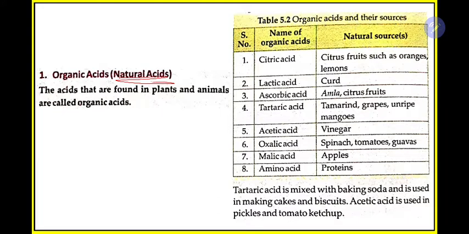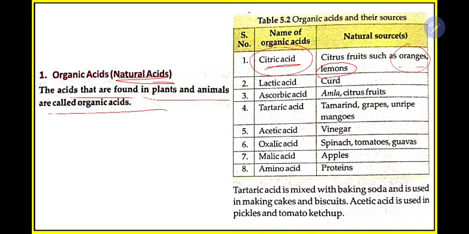So in detail, if you clearly want to describe organic acid, you can say that the acids that are found in plants and animals are called organic acids. That means the acids which you find in all living plants and living animals, that is in living things, are known as organic acids. So some of the names of acids and their sources are given here. For example, citric acid from citrus fruits such as orange, lemon. In lemon, orange, which type of acid is there?